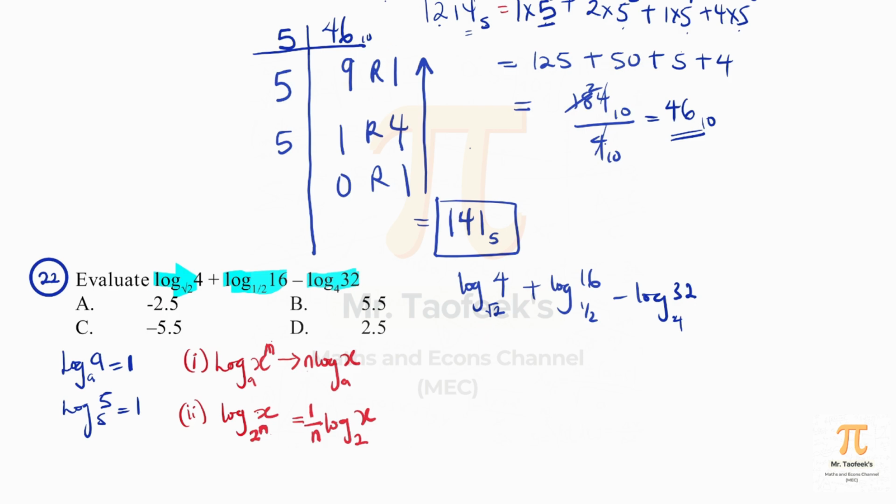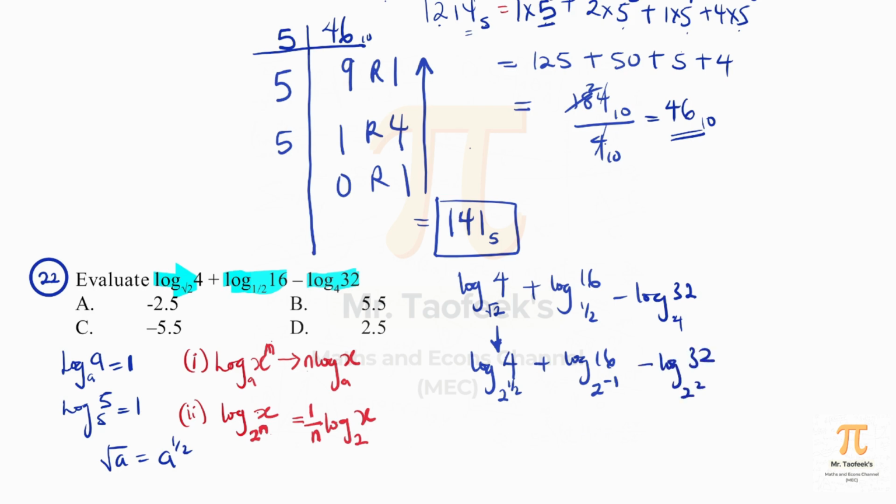Now, starting with the first one, we can rewrite this as log 4 base 2 to the power of half, because root of something, we've done this in the previous question. So in indices, root of a can be written as a to the power of 1 over 2, and so on and so forth. And then plus log 16 base 2 to the power of minus a half, right? Take away log 32 to base 2 to the power of 2.